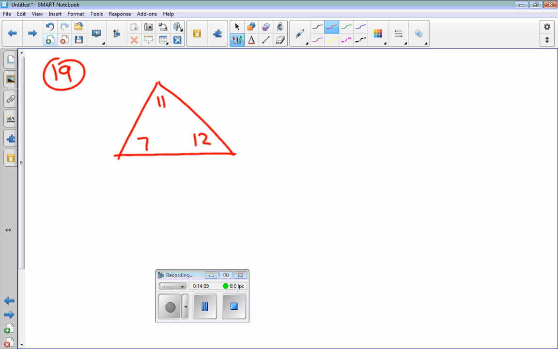What's wrong with my picture? Go ahead, Jared. Yeah, we know something about angles in a triangle. They're supposed to add up to 180. And when I add 7, 11, and 12, I do not get 180. So what do I do?